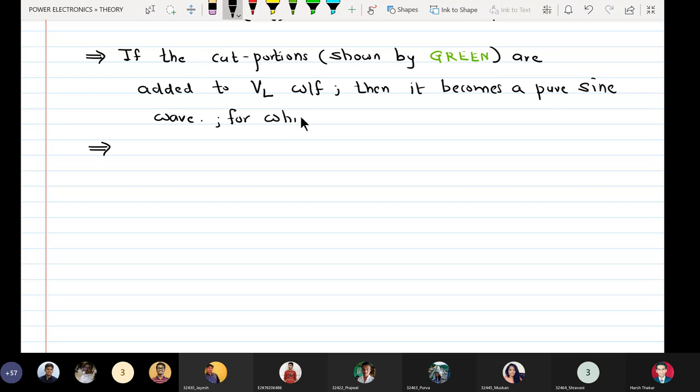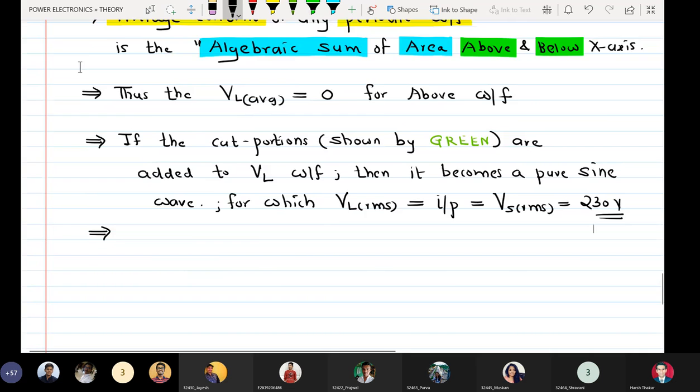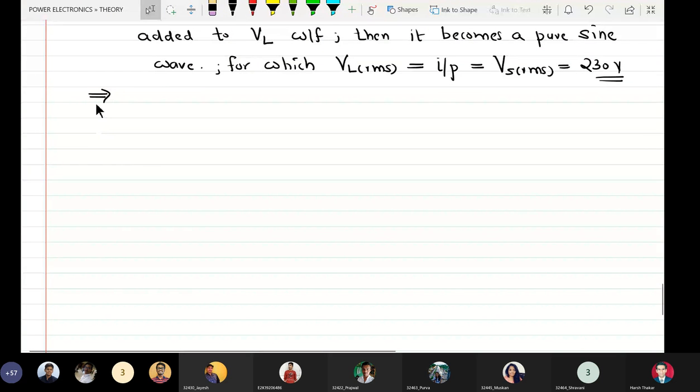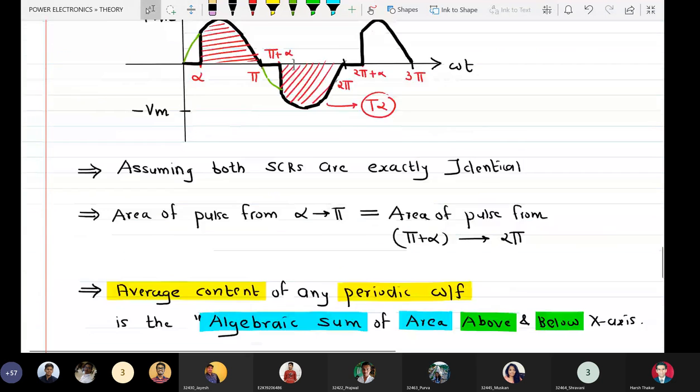for which the VLRMS will now be equal to the input, which is equal to VSRMS, that is equal to 230 volts. Okay, so what should be the expression for VLRMS here?